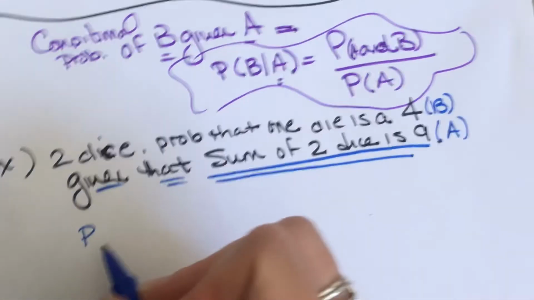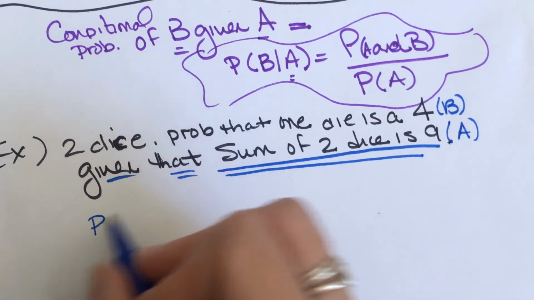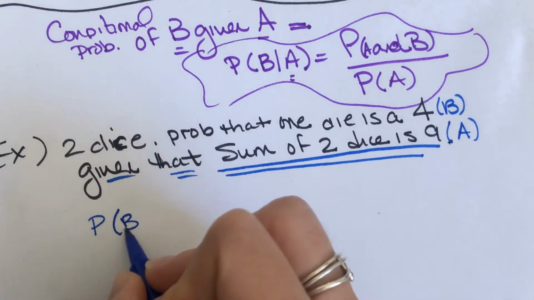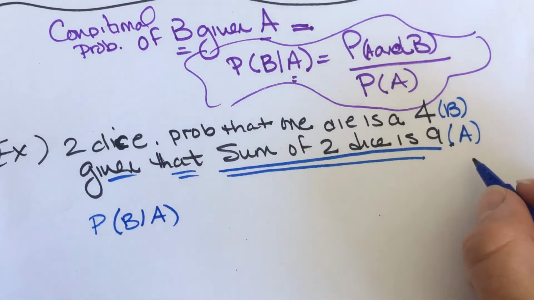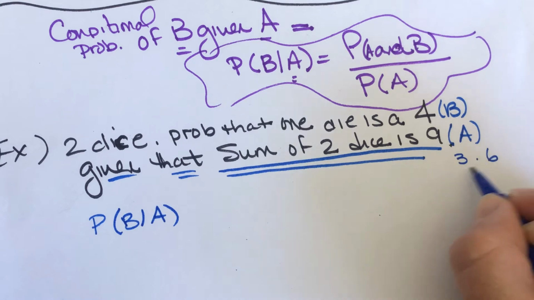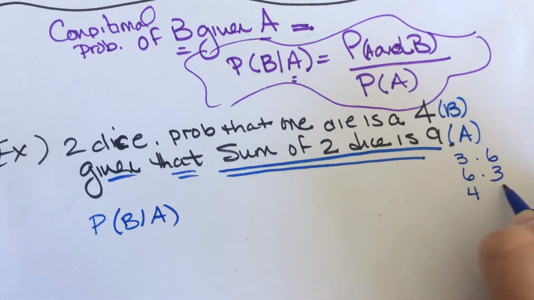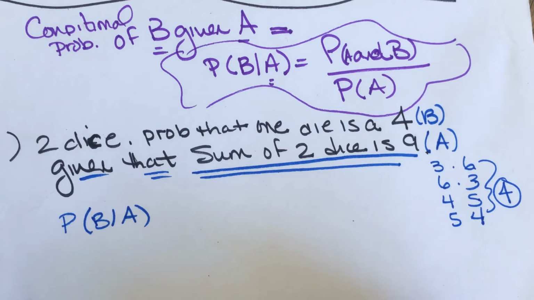So how many, let's do the bottom first. How many 9s are there? When you roll two dice, you can get a 3 and a 6, a 6 and a 3, a 4 and a 5, and a 5 and a 4. So you have 1, 2, 3, 4. This is what's going to be in our denominator, because it's a probability after A, right?